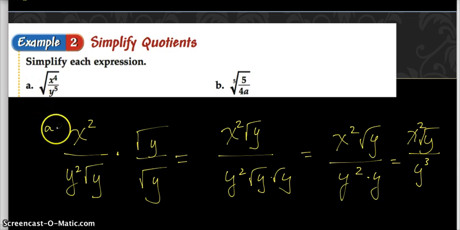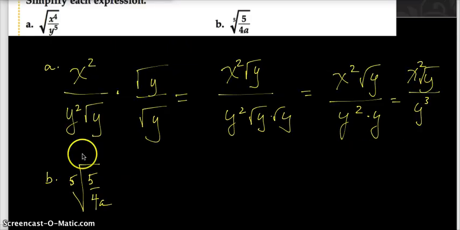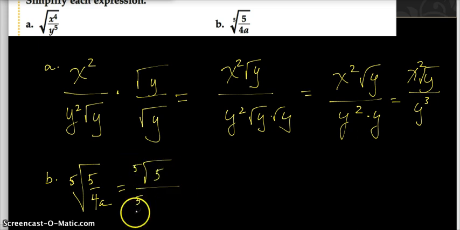Let's look at part B. Here we're asked to take the fifth root of 5 over 4a. What I would do is break this down, recognize that I'm talking about the fifth root of 5 over the fifth root of, peep game, I'm going to write this 4a as 2 squared a. Breaking it down into its prime number factorization really is helpful, and you'll see why.